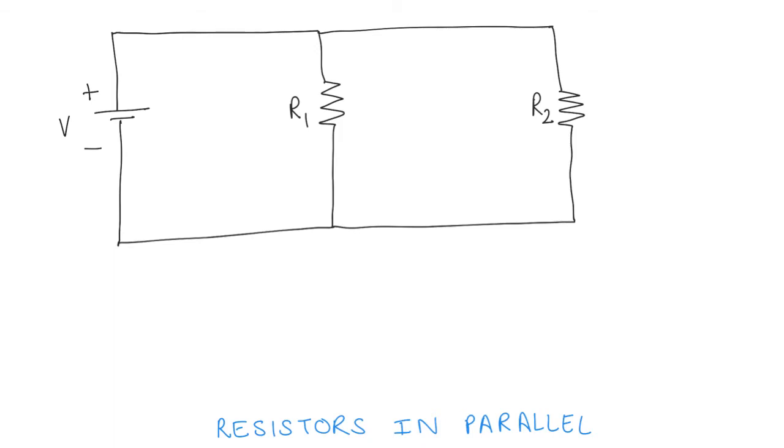In this video, I want to talk about resistors in parallel. And in this circuit above, resistances R1 and R2 are in parallel. The reason why we say that they are in parallel is seen by looking at what is the voltage applied across R1 and R2.